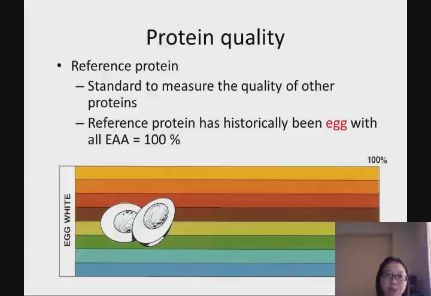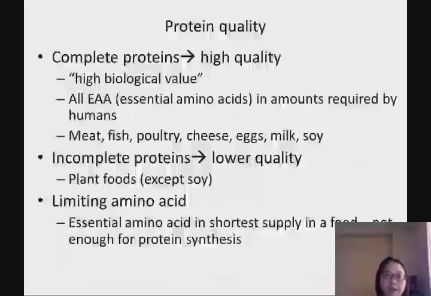Usually that's eggs. As you can see right here, we have 9 essential amino acids, and each color represents one of those essential amino acids. So eggs have 100% of those 9 essential amino acids. That's why we use egg as a reference protein.